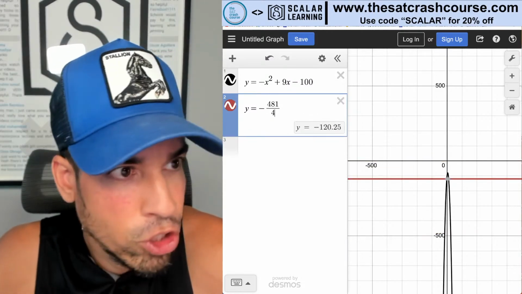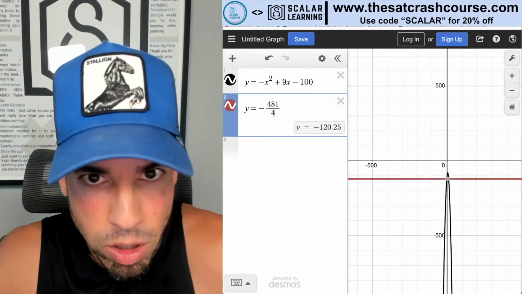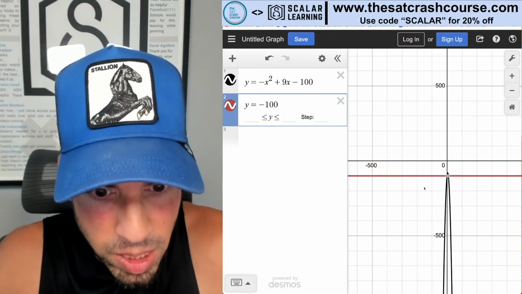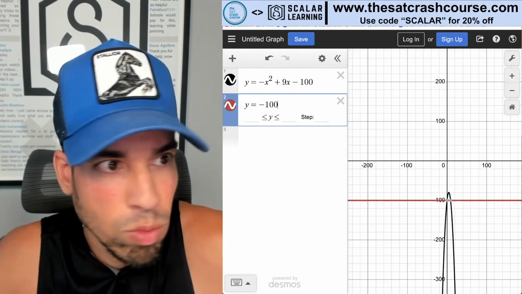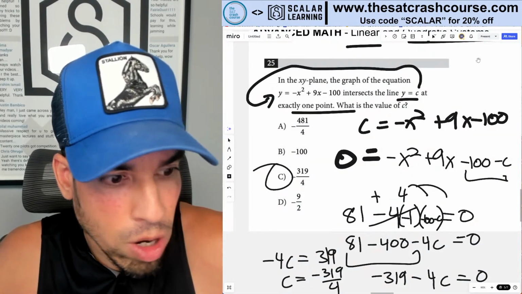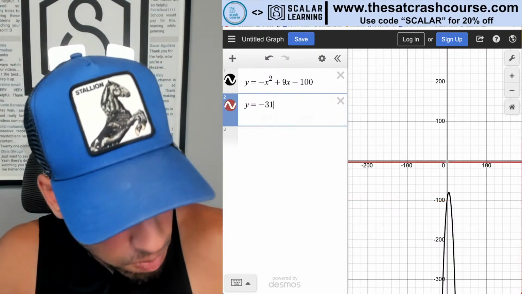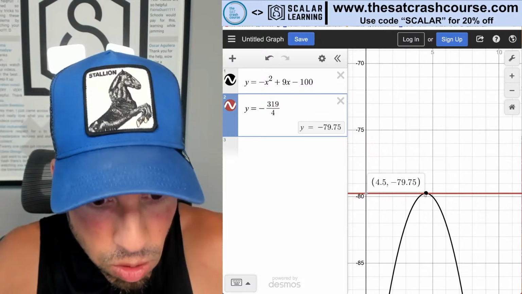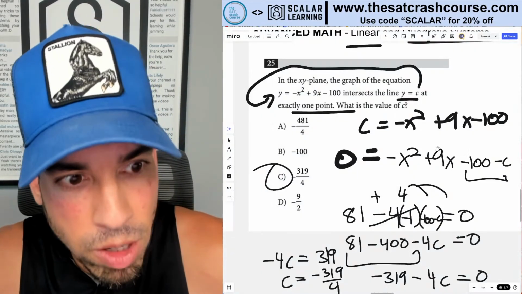Nope, that's two solutions. Wrong. We've got negative 100. Nope, that's two intersection points again. That's wrong. And let's just try ours, negative 319 over 4. And look at that. We got that nice, perfect single intersection point, meaning one solution. That's how you verify. Boom, done.